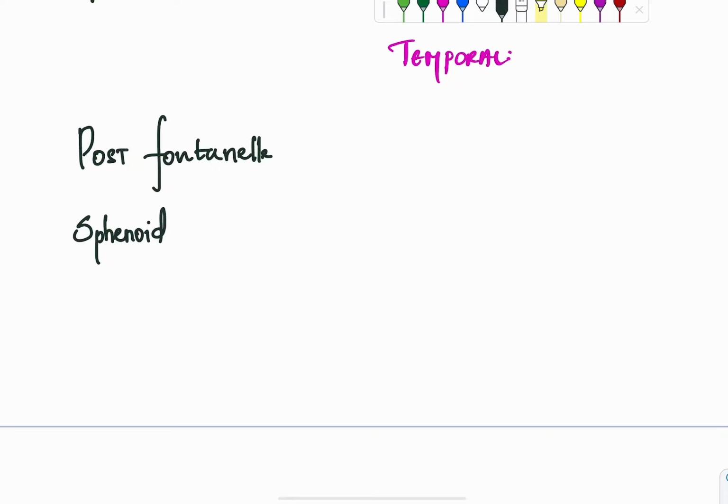And we shall also see that each fontanelle closes at a specific age group. Okay, so we shall see what these fontanelles are. The first fontanelle I'll be writing here is the posterior fontanelle. Okay, then I'll write the sphenoid fontanelle. I want you to remember it the same way as I'm writing here. Okay, sphenoid fontanelle. And next we have the mastoid fontanelle.